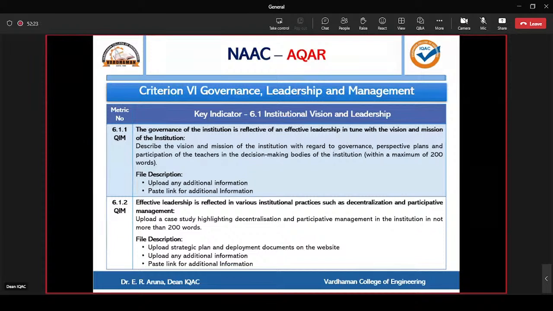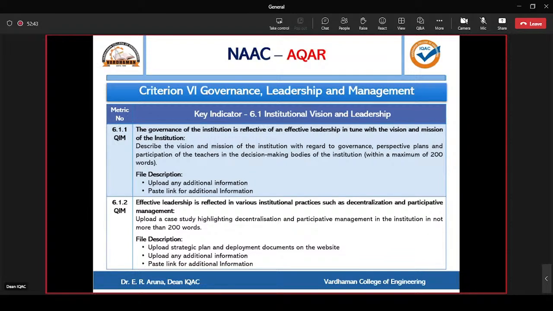Now I'm going to present each and every metric with respect to QLM as well as QNM. Coming to QLM, I'll describe how to describe each QLM and what uploads we need to make for filing the AQAR. Let me start with the first key indicator, which is institutional vision and leadership.